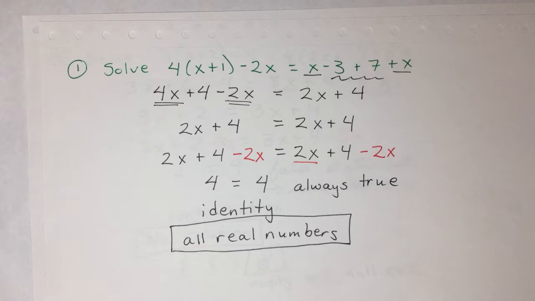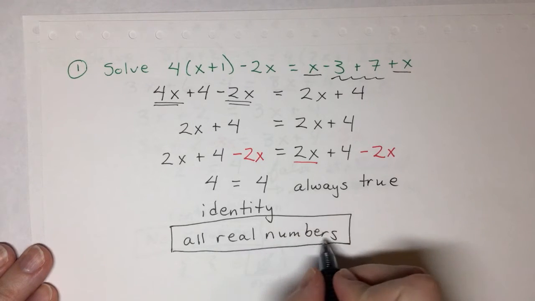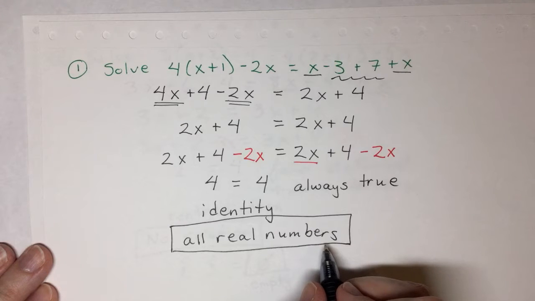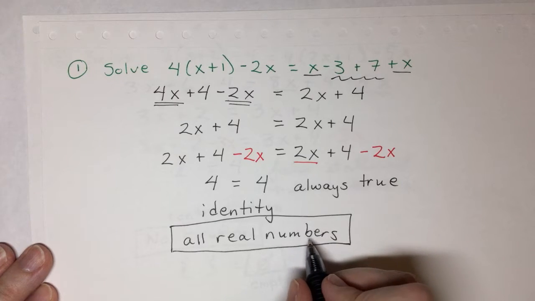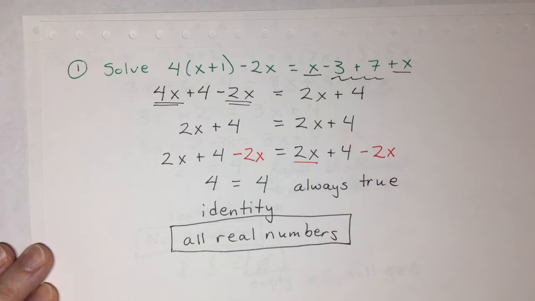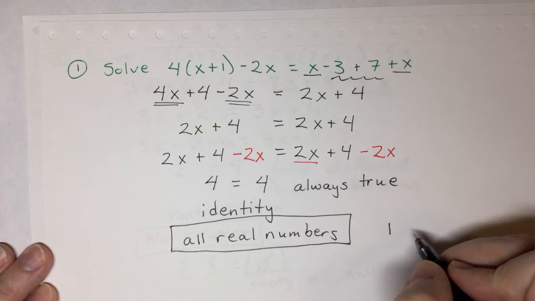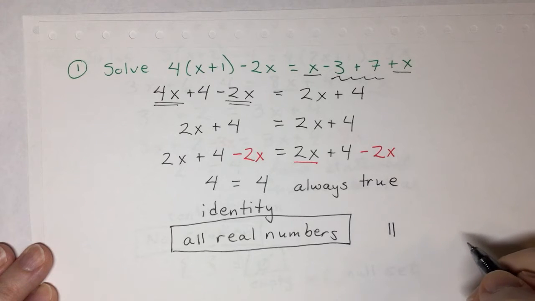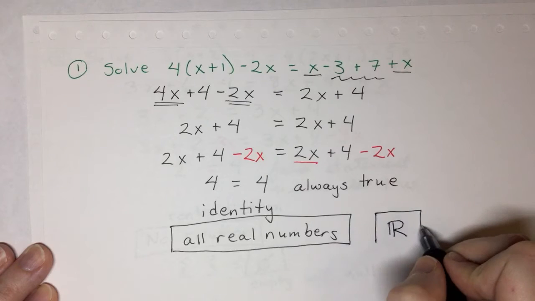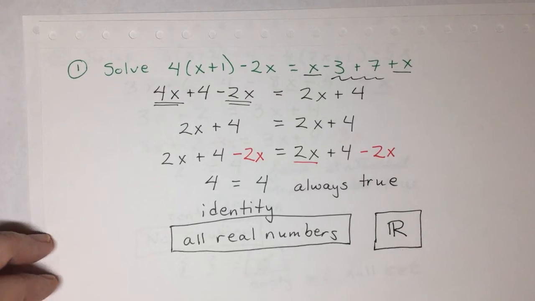You can test this by just picking any two numbers. Let x be 5, plug it in, see that you get a true statement. Let x be -2, plug it in, you'll get a true statement. There are an infinite number of solutions, because any number on the number line then is a solution to this equation. We won't be able to list out all the solutions. The other way we can write this in notation is an R with a double bar. That's how we denote all real numbers, the set of all real numbers.